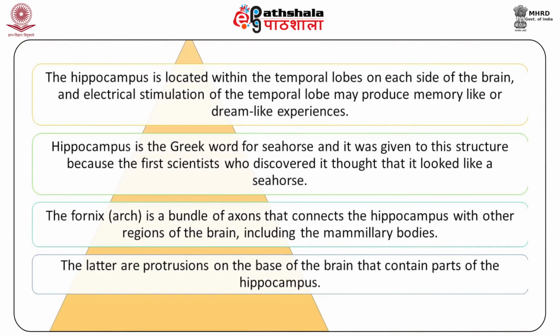The hippocampus is located within the temporal lobes on each side of the brain. An electrical stimulation of the temporal lobe may produce memory-like or dream-like experiences. Hippocampus is a Greek word for seahorse, and it was given to this structure because the first scientists who discovered it thought it looked like a seahorse.